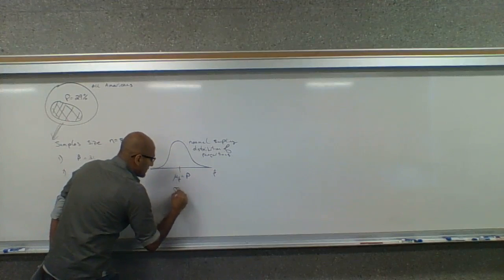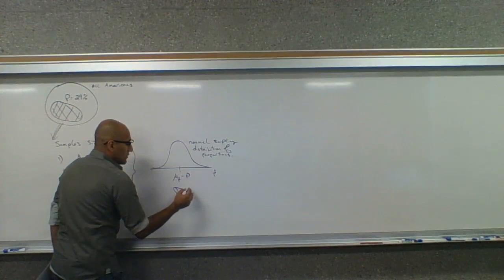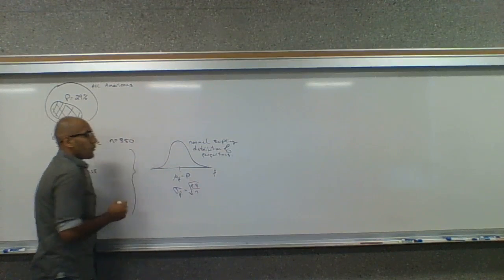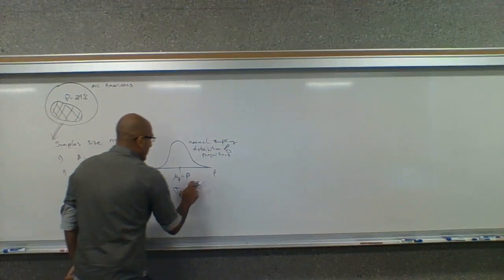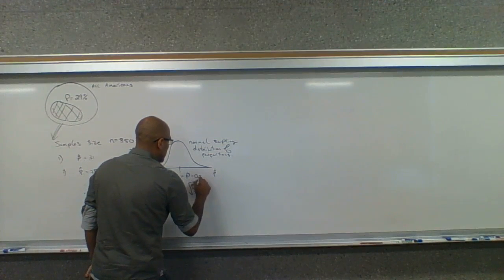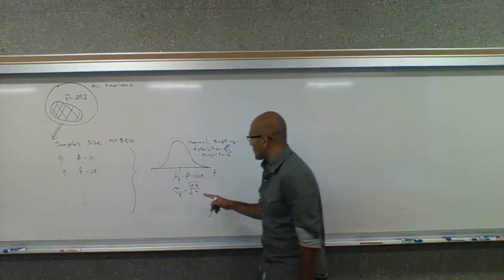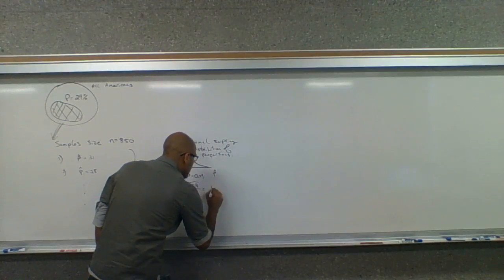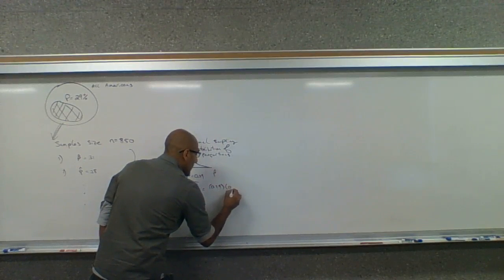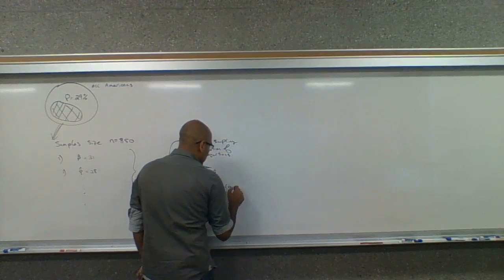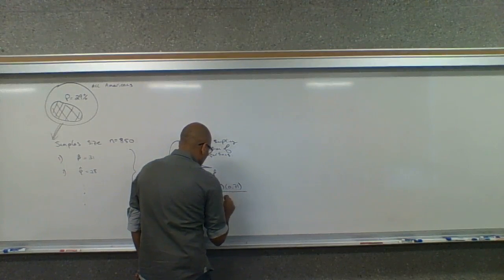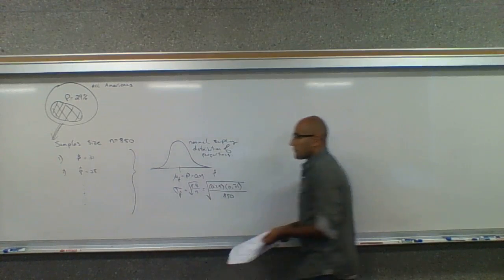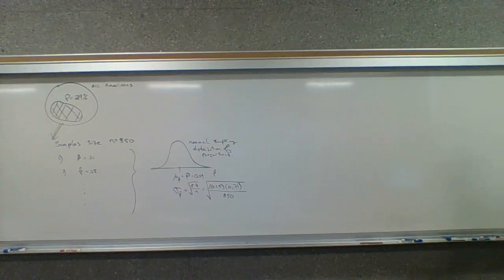And we know that sigma sub p hat is equal to the square root of p times q divided by n. So in our case, mu sub p hat is equal to 0.29. It's centered right in the middle at 0.29, which is that proportion. And the standard deviation is going to be equal to the square root of 0.29 times q, which in this case would be 0.71, all over 850. Okay, so let's figure out what that is.